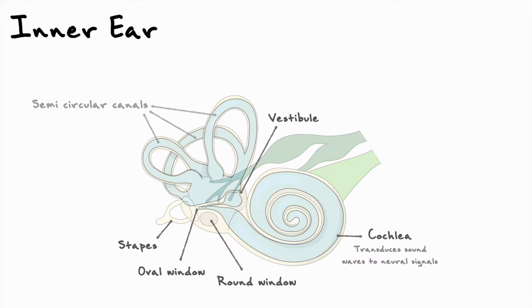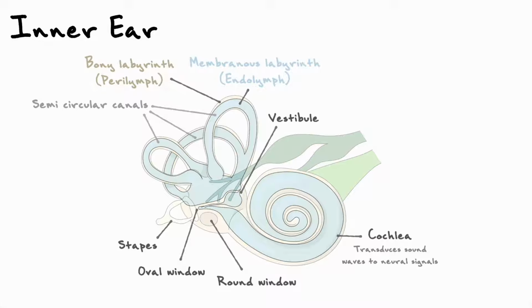As you can see, there are two main types of structures, which, more precisely, are referred to as labyrinths. The outermost labyrinth is known as the bony labyrinth and contains perilymph, while the innermost labyrinth, in light violet, is the membranous labyrinth and contains endolymph. The difference between endolymph and perilymph is not super important for us at the moment, but we will come back to the properties between the two when discussing the transduction mechanism of the cochlea.